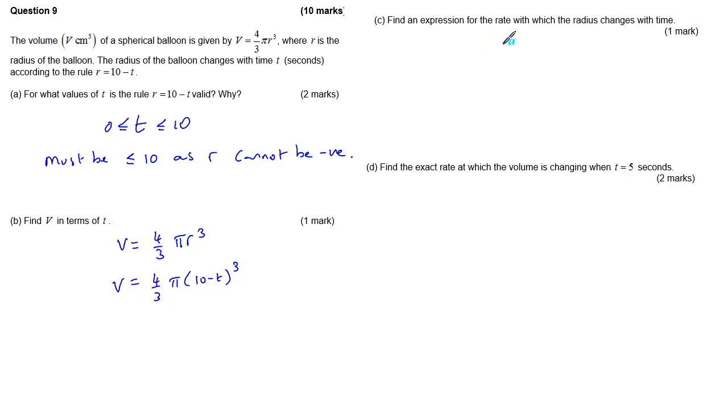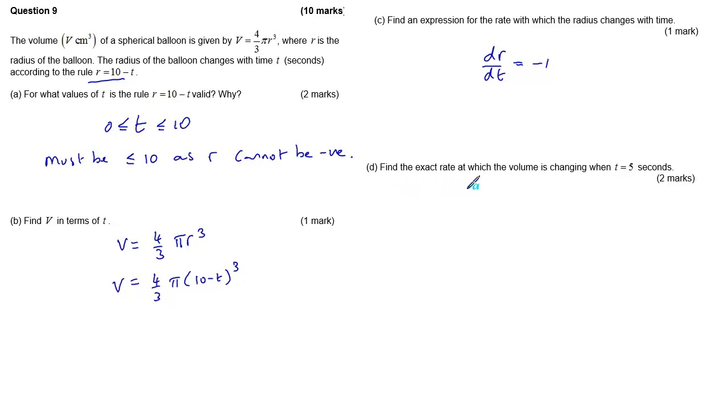Find an expression for the rate with which the radius changes with time. In other words, we want to find dr/dt, how the radius changes with time. So we just need to differentiate this, and that's going to give us −1.